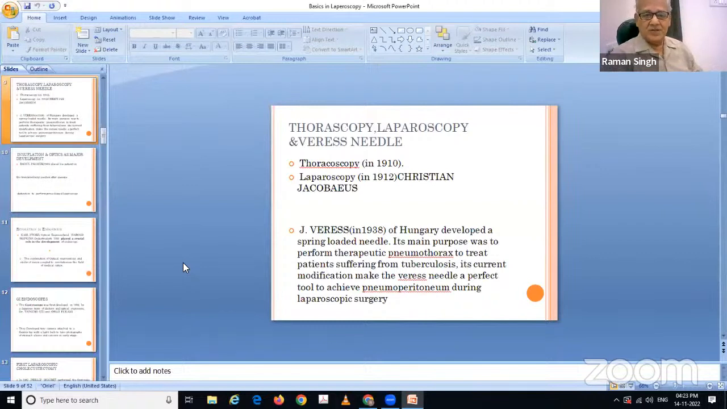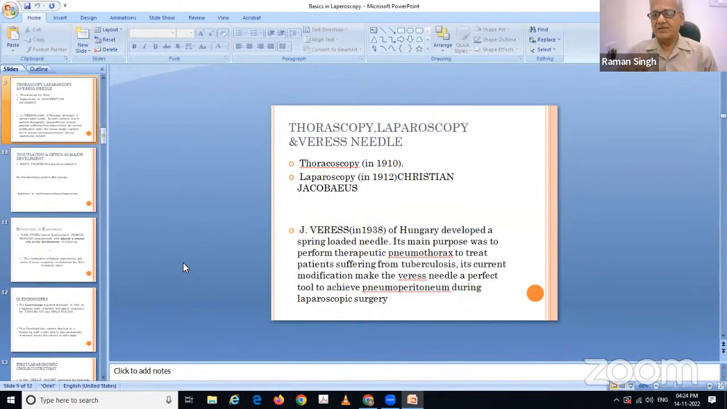The very important instrument which is known as the Veress needle was developed in Hungary in 1938 by Veress. The purpose of this instrument was to create pneumothorax, because at that time they were thinking that if a patient had lung tuberculosis and we introduced air inside the chest, the bacteria would die and the patient would be cured. So this Veress needle was developed to create pneumothorax in cases of tuberculosis.